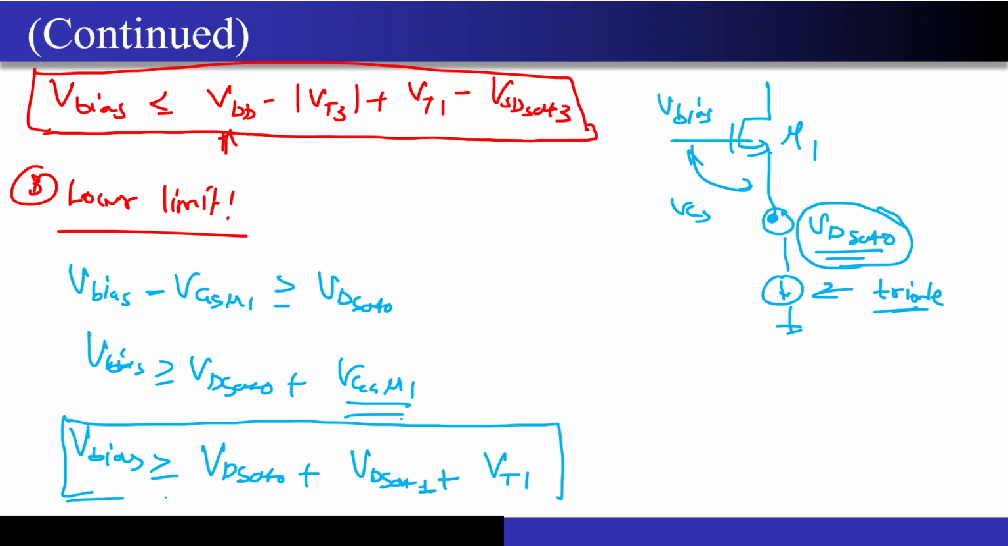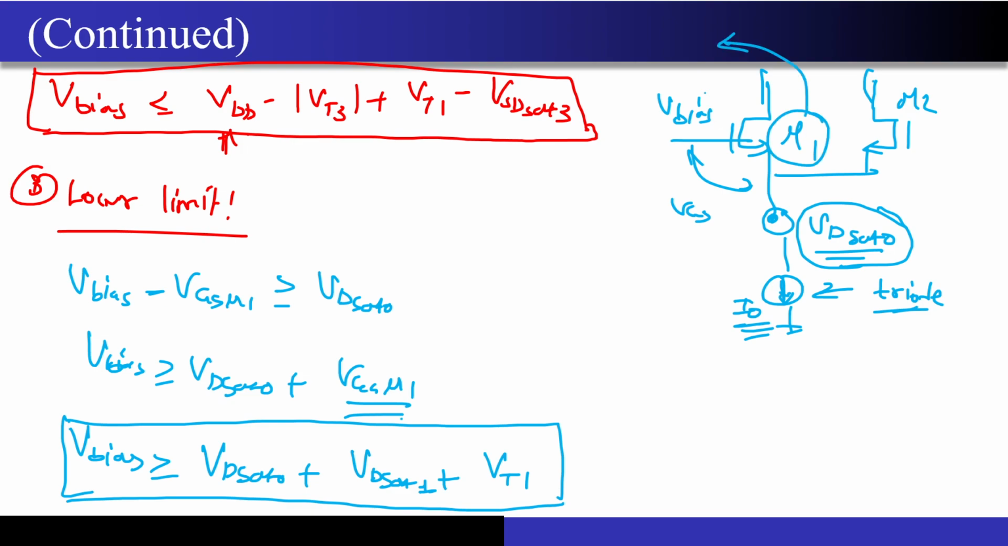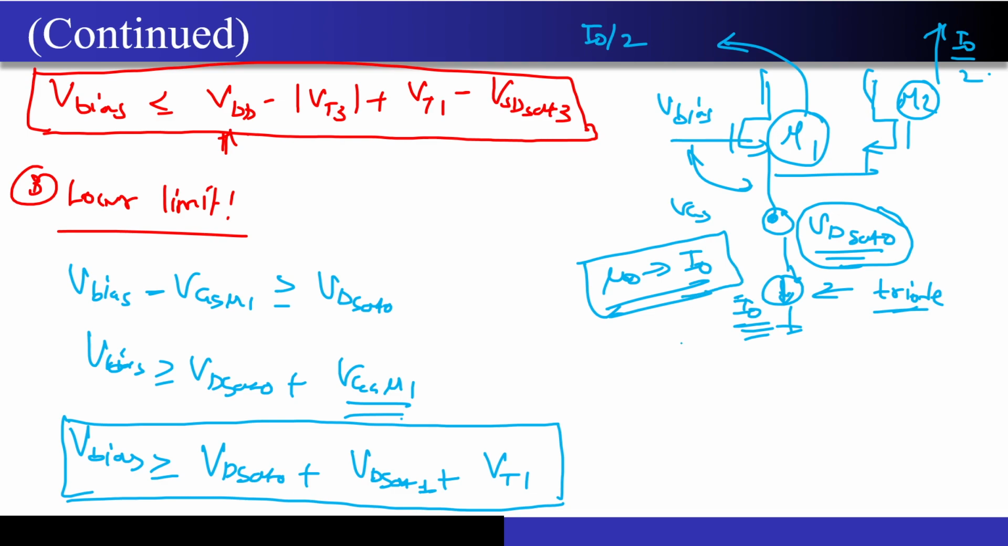And remember, this VDSAT0 and VDSAT of M1, correct? This tail current source is biased. The MOSFET is carrying the current I0, and this current is getting divided between M1 and M2. So for the quiescent operating point of M1, the current flowing is I0 by 2. For M2 also the current flowing is I0 by 2. But for M0, the quiescent current itself is I0. So whenever you are designing, take this into account, or else your answers will come out wrong.